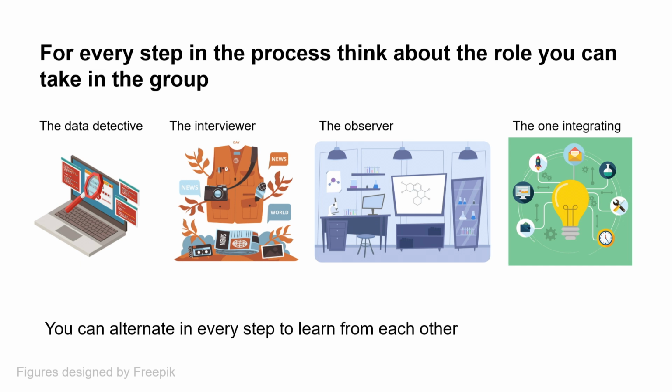These videos provided insight into the stages that you go through when designing and developing a product. For the overall process, think about the role that you can take in your group. You can alternate the role on every step so that you can learn from each other. You can, for example, be a data detective, the interviewer, the observer, or the one bringing together all the ideas into prototypes that you can actually share. You simply need to discuss and agree on the role everyone will take for each step.